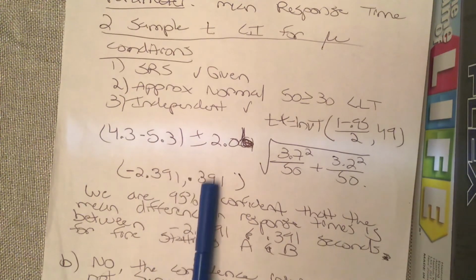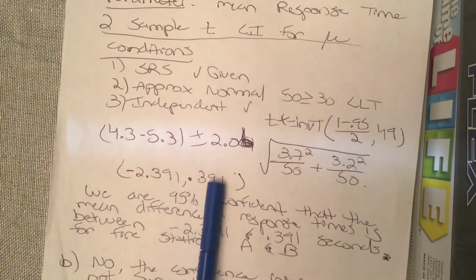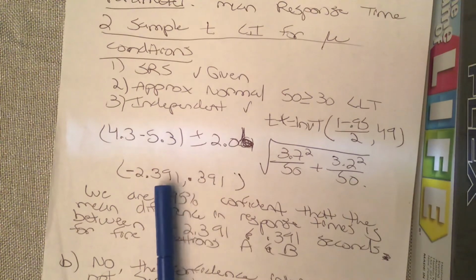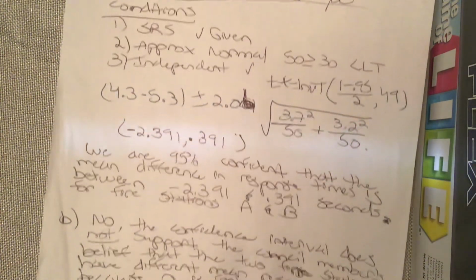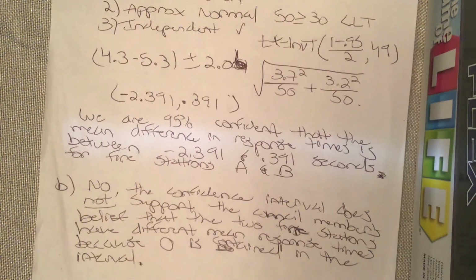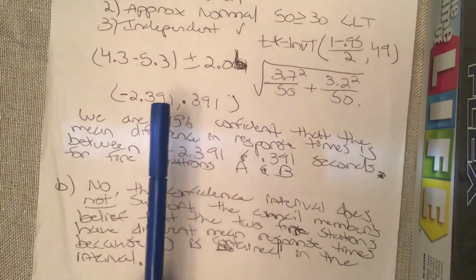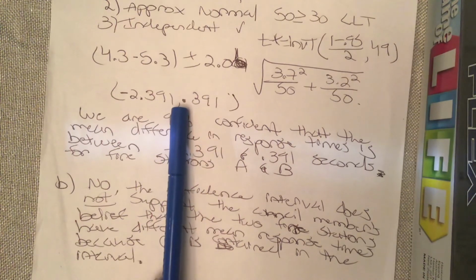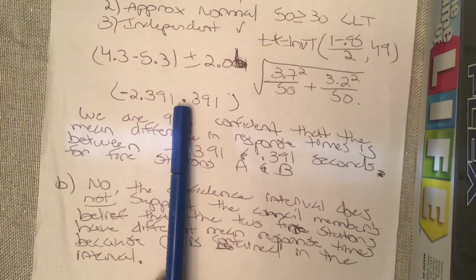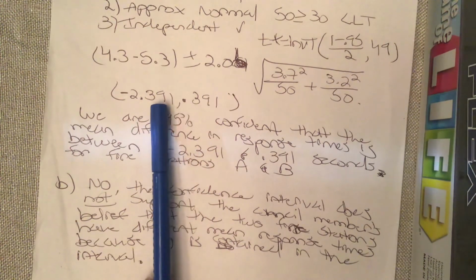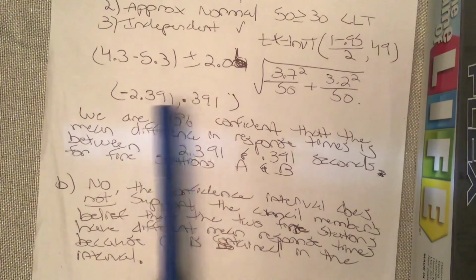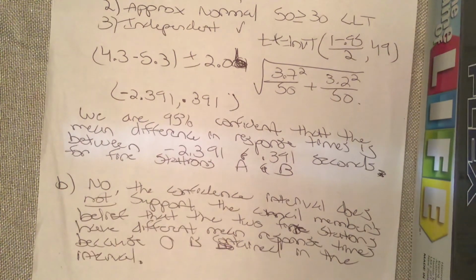The reason the answer is no is because 0 is contained in our confidence interval. It goes from a negative to a positive. So no, the confidence interval does not support the council members' belief that the two fire stations have different mean response times because 0 is contained in the confidence interval. So what that means is that the difference in the response times could be 0, okay, since 0 is included in there. So we don't have enough evidence to say that there would be a statistically significant difference.